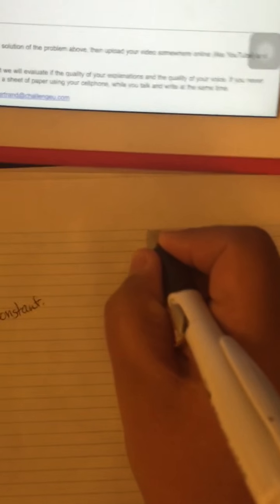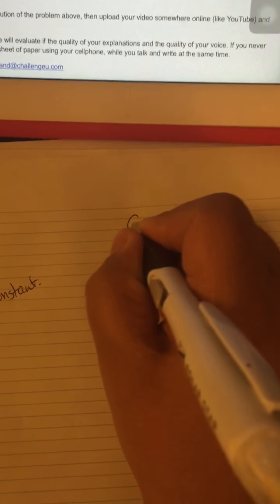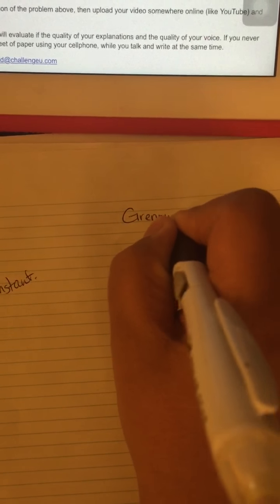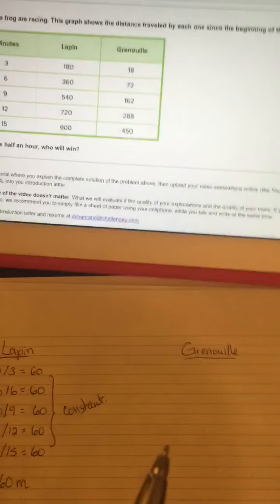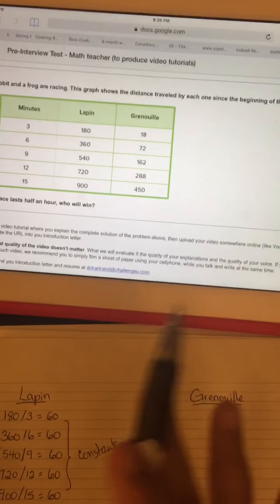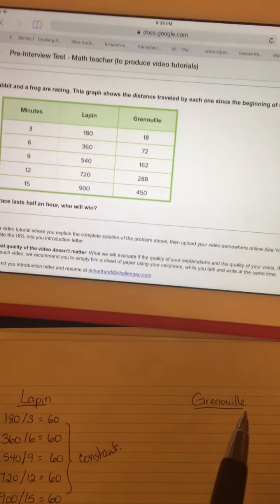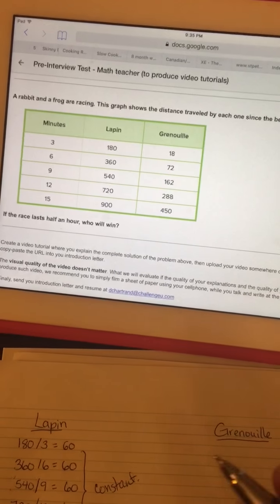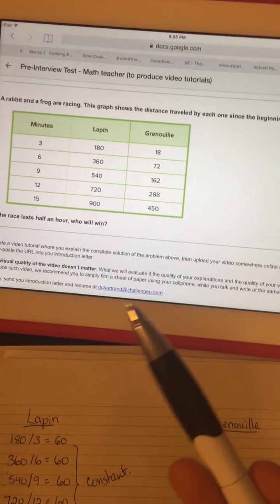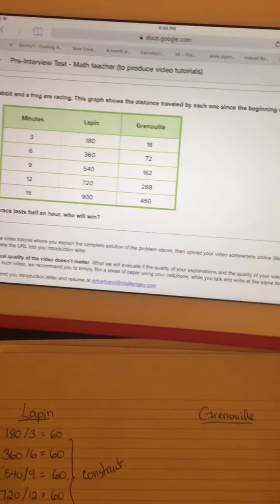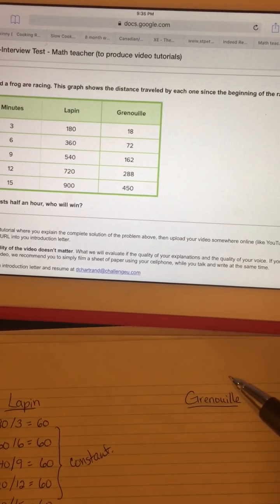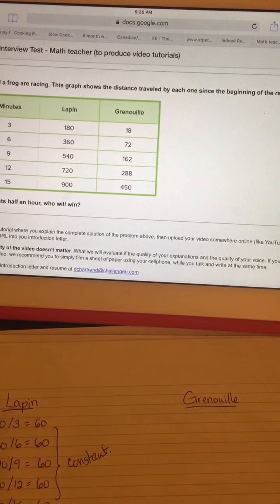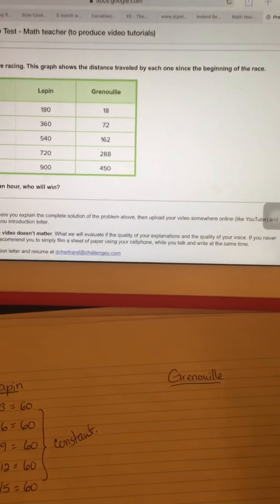Let's go over to the frog now. His data set seems a little bit more interesting because it seems like we're dealing with smaller numbers. So you might initially want to just say as a guess, oh, you know, the rabbit is going to win, but you definitely want to have the mathematical support for that.